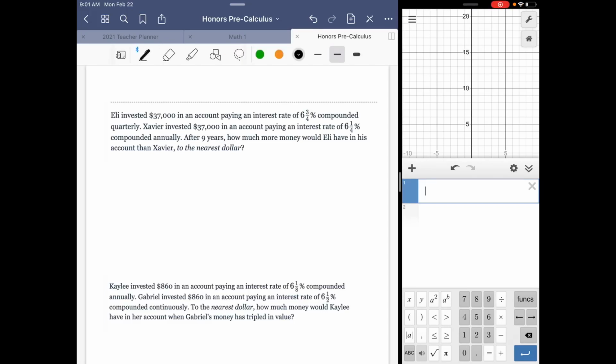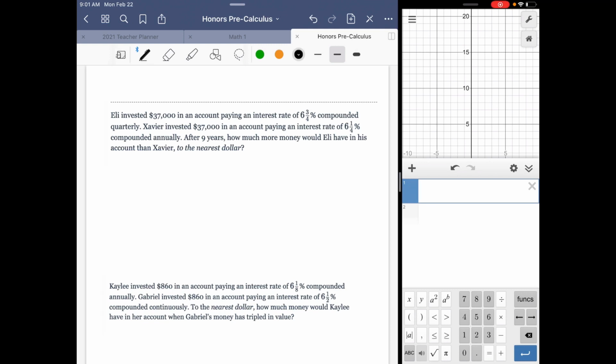All right, so for these two examples, we're going to be doing some comparing. It says Eli invested $37,000 in an account that has an interest rate of 6.75% compounded quarterly. Then it said Xavier invested $37,000 in an account that has an interest rate of 6.14% compounded annually. After 9 years, how much more money would Eli have in his account than Xavier to the nearest dollar?